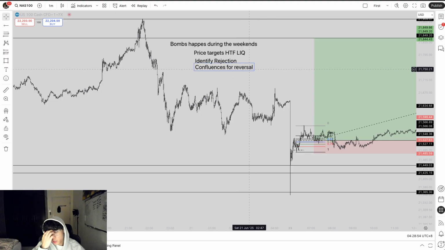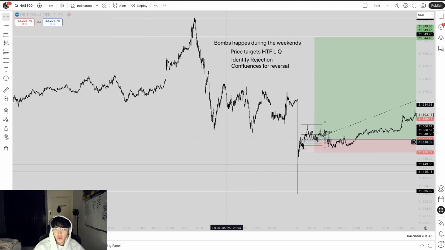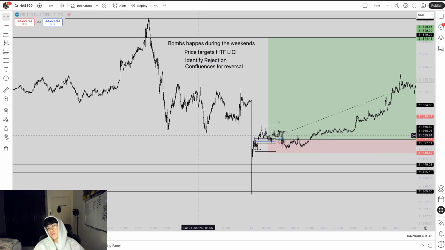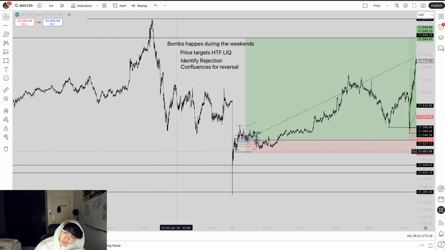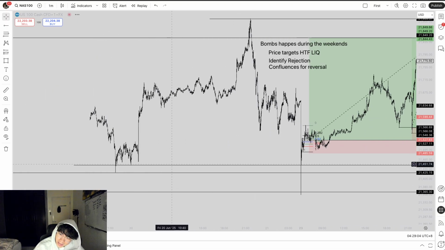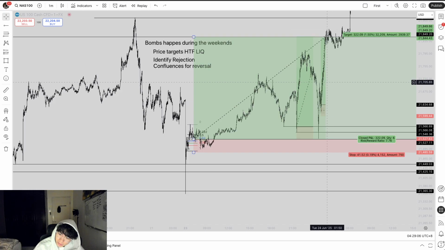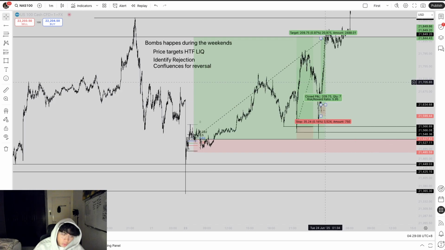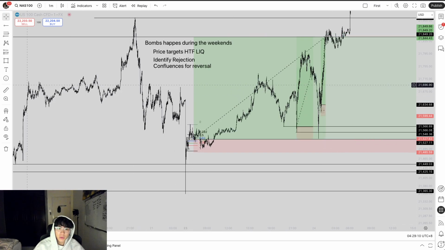So, confluences for reversal. And this trade was held really long, bro. I swear to God, I held this trade from like 7 a.m. to like 1:48 a.m. Let me add one more thing when trading during war.